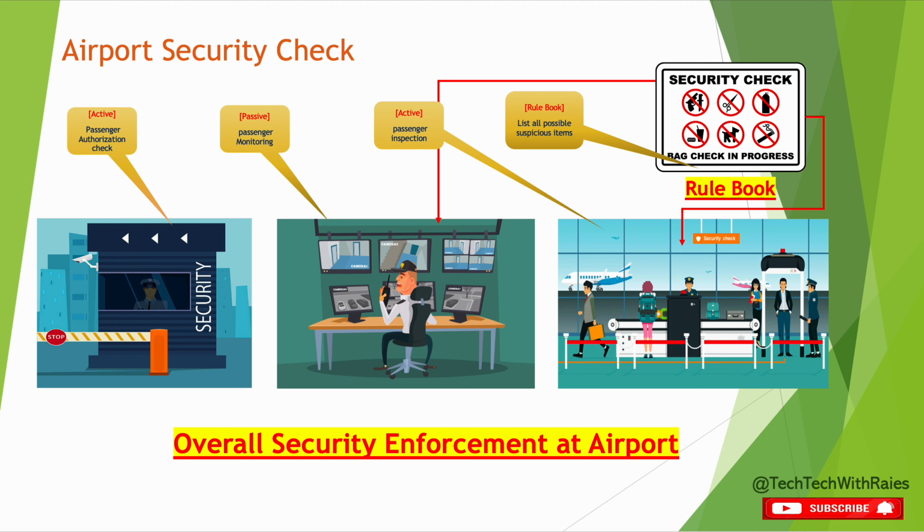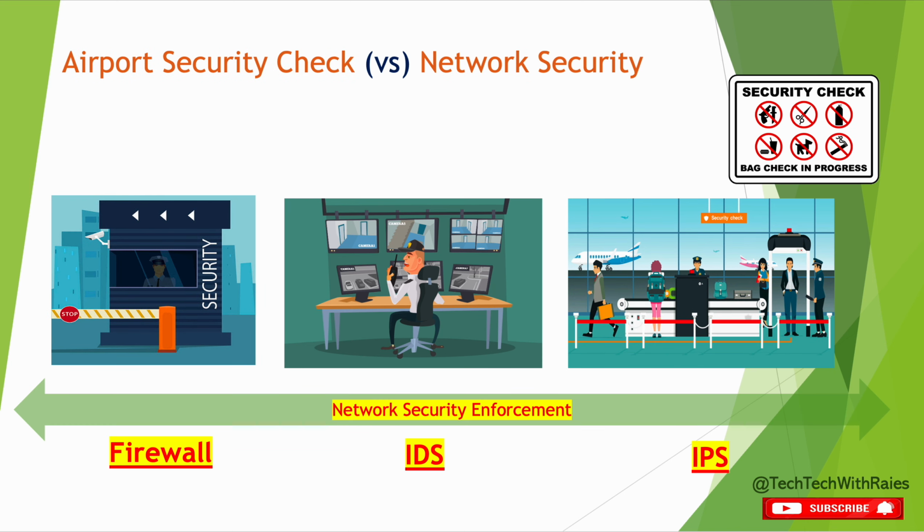Now if we try to map this whole real-time security at the airport and compare it to network security in a particular network topology, how will it look? It will look like this. So if we compare network security in a particular network topology, how does it look?